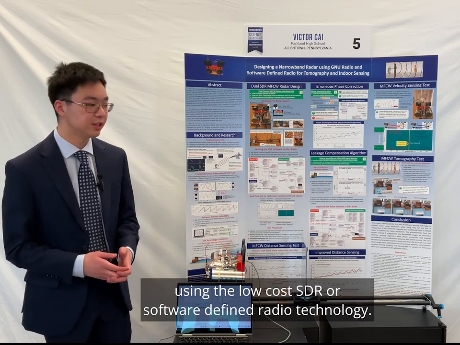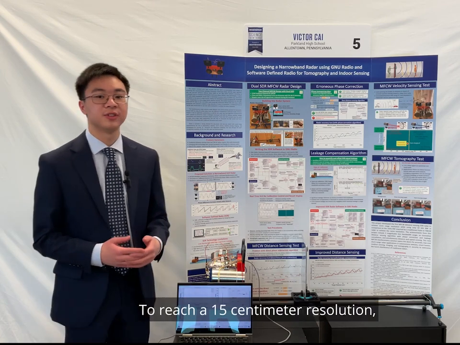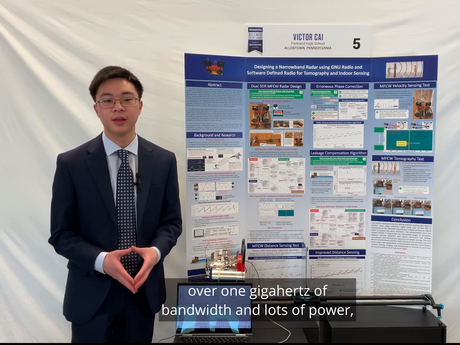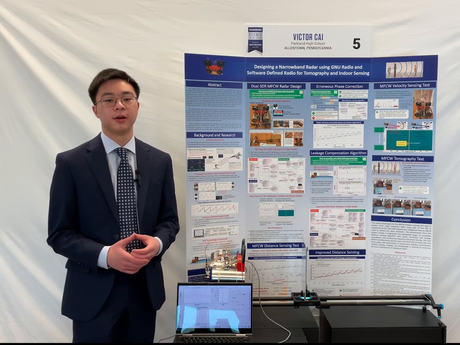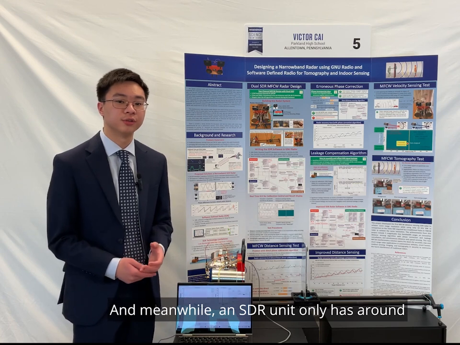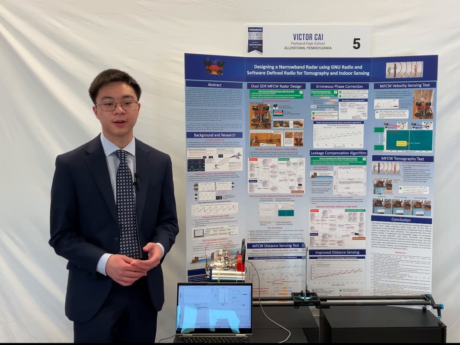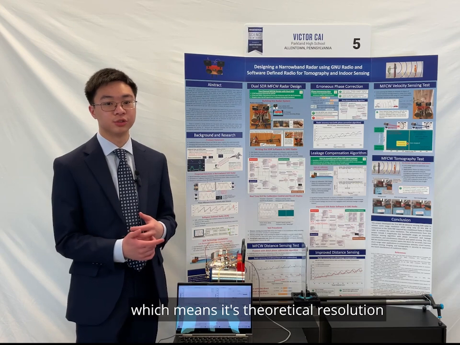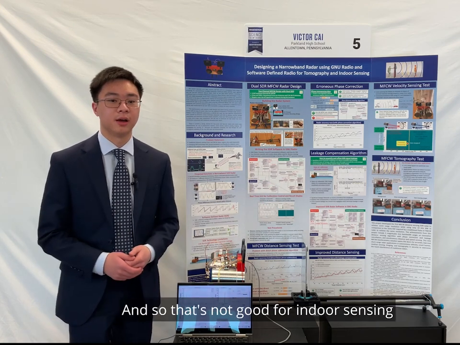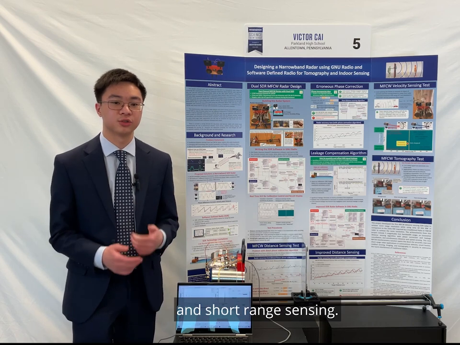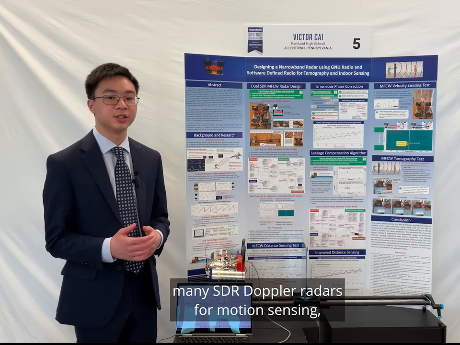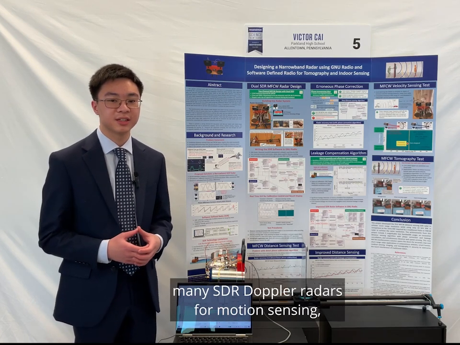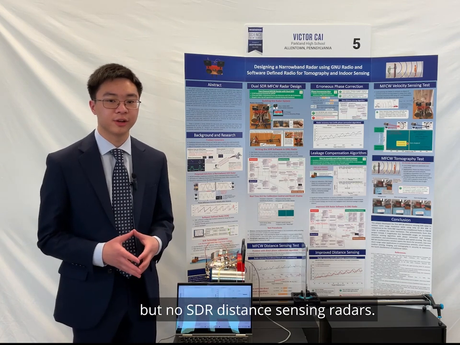To reach a 15 centimeter resolution, a traditional radar would require over 1 gigahertz of bandwidth and lots of power, which makes it infeasible for amateur research. Meanwhile, an SDR unit only has around 4 megahertz of bandwidth, which means its theoretical resolution would be over 37 meters. And so that's not good for indoor sensing and short-range sensing. That's why you can find many SDR Doppler radars for motion sensing, but no SDR distance sensing radars.